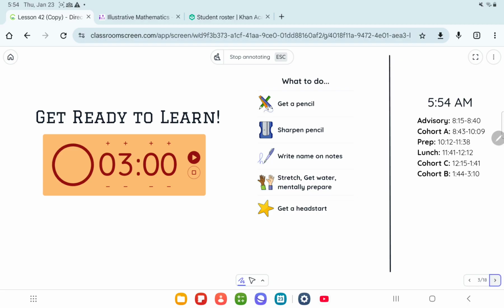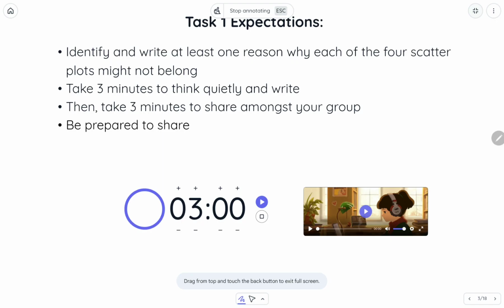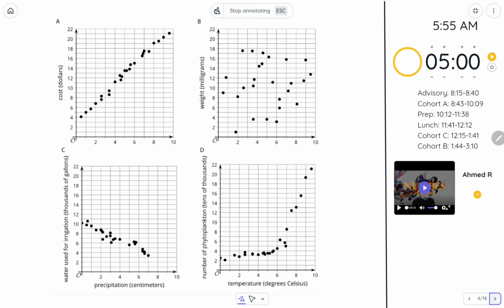All right. So the first task that you're going to see is pretty much a warm up. The directions are to identify and write at least one reason why each of the four scatter plots might not belong. Take 3 minutes to think quietly and write. Then take 3 minutes to share amongst your group and be prepared to share. That's what we were going to do if we were in person.